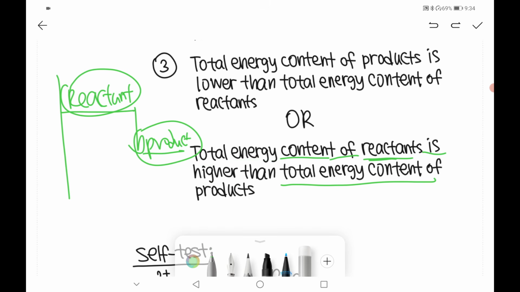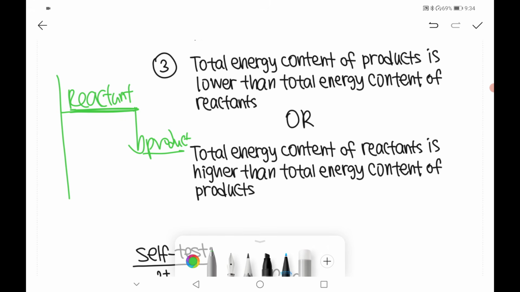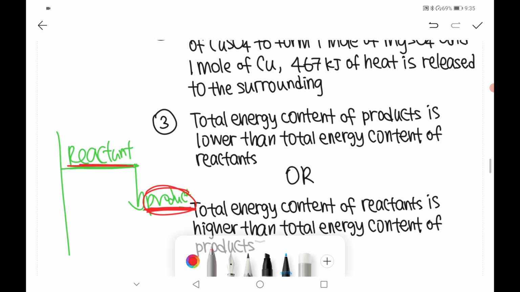You can also explain it the other way around, terbalik. Just now I mentioned reactant is higher than product. You can talk about the product first also. You can say the product energy is lower than the reactant. So you can write that the total energy content of product is lower than the total energy content of reactant. That's it.